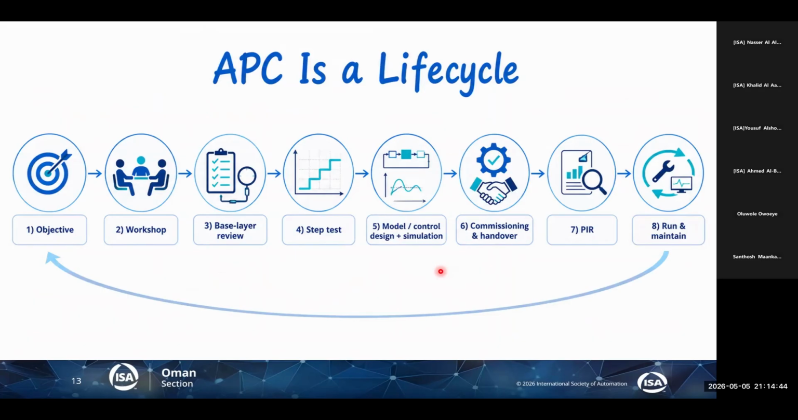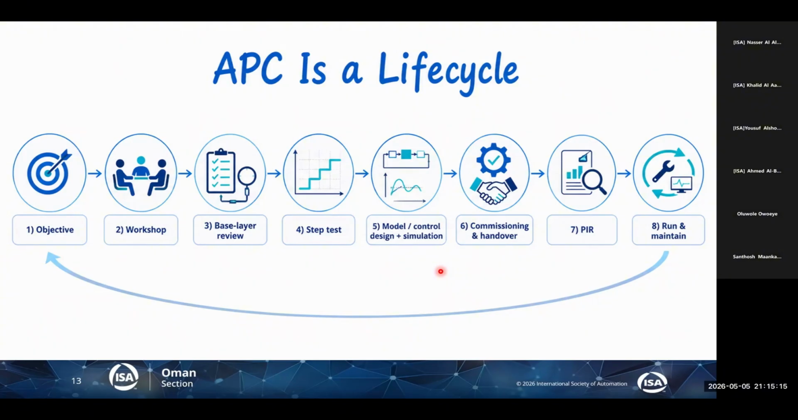APC is a life cycle. There is a common mistake to think that APC is something you build, install, and then forget about. It's not like that. In reality, it is a life cycle. We already talked about the design workshop, and base layer review, because APC is not a solution for a bad base layer. It's not at all. That's why you need to fix your base layer loops first, even before step testing.